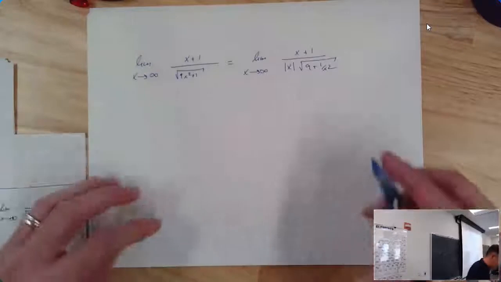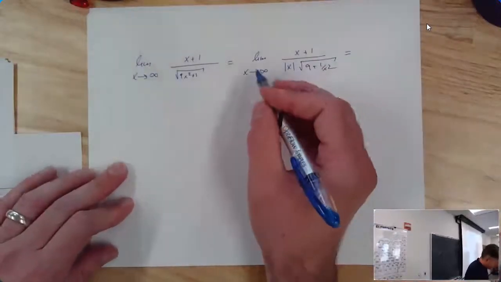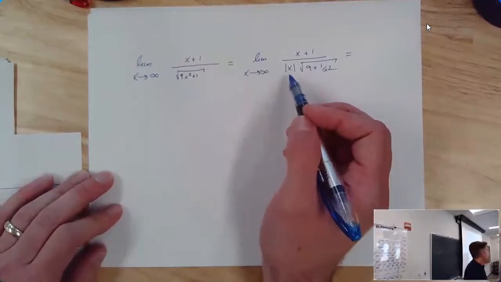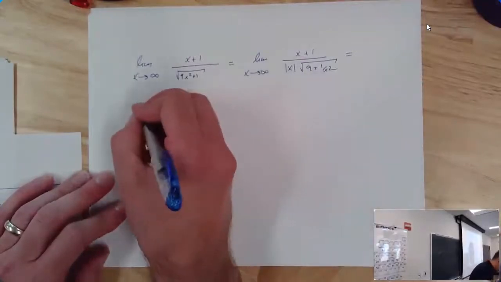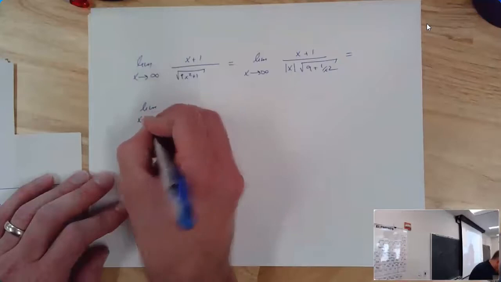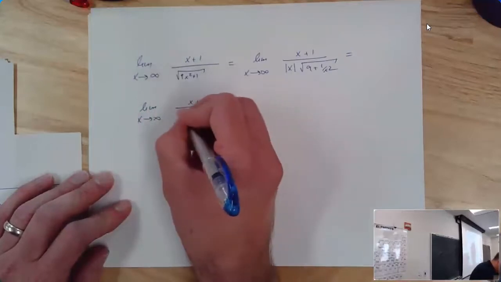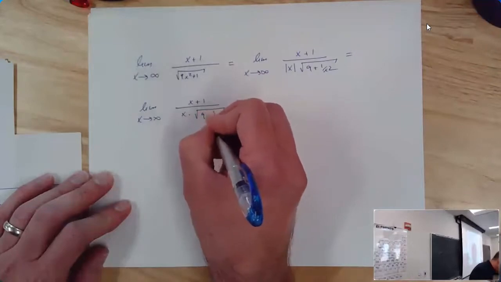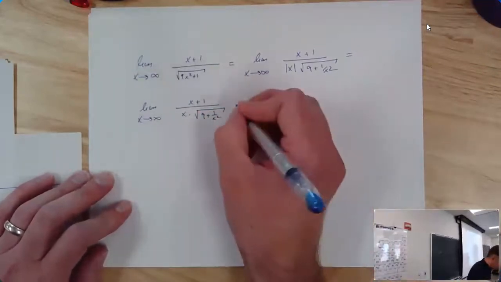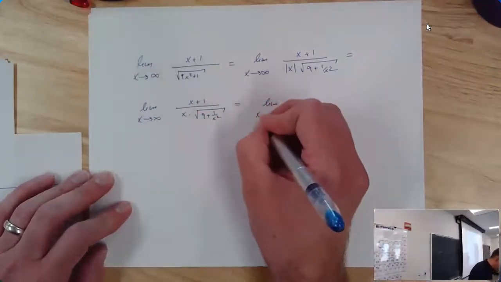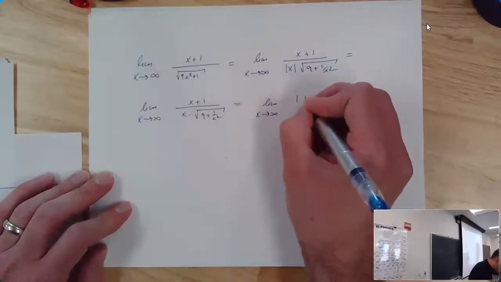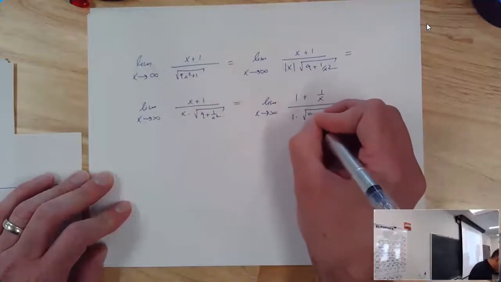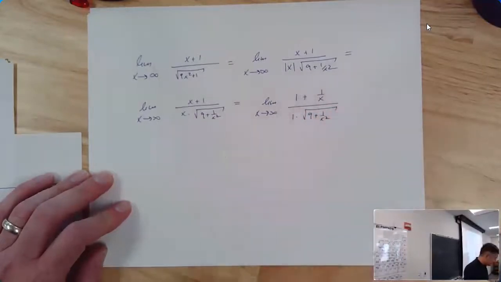So then, in this case, since x is positive, the absolute value of x is just x. So that's going to be the limit as x approaches infinity of x plus 1 over x times the square root of 9 plus x squared. And then you can divide everything by x and get the limit as x goes to infinity of 1 plus 1 over x over 1 times the square root of 9 plus 1 over x squared.